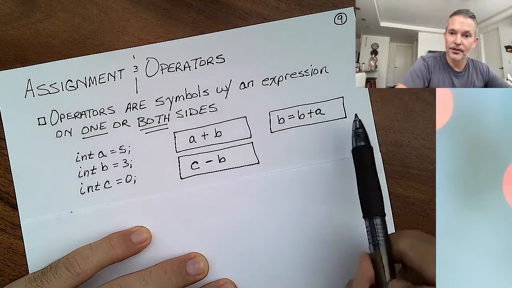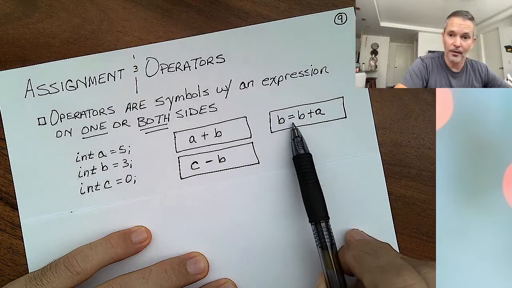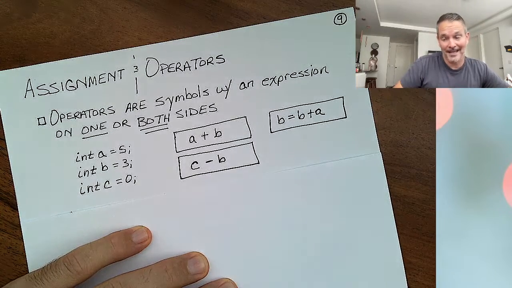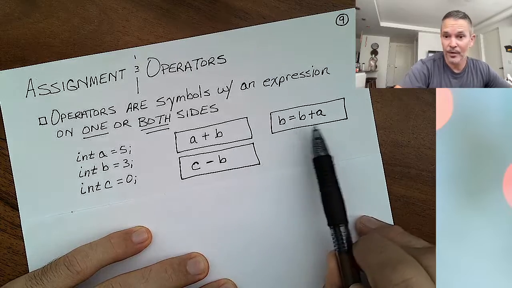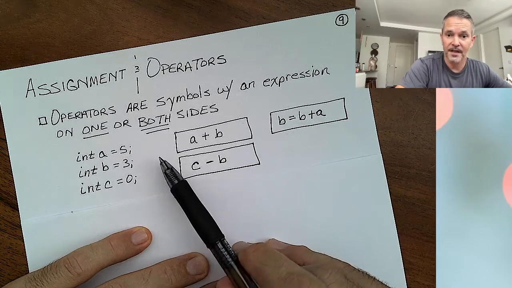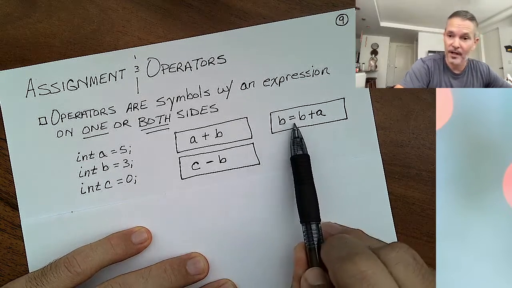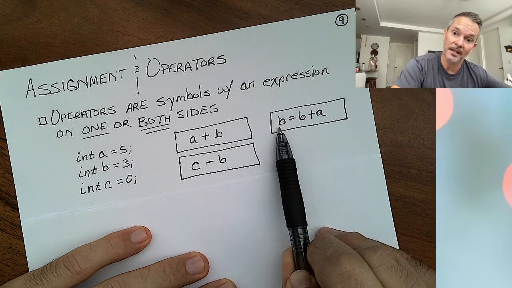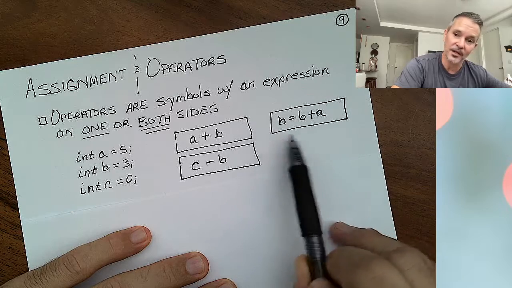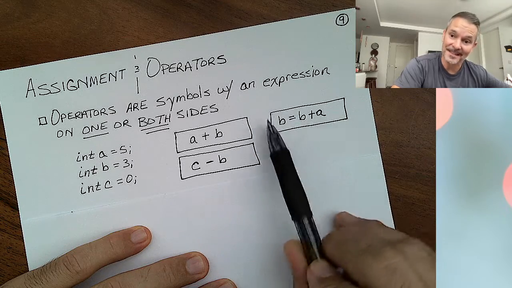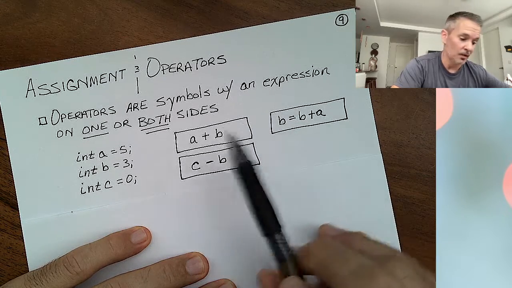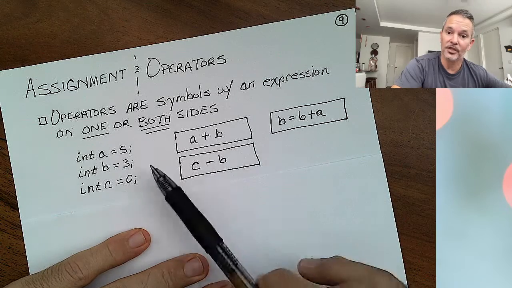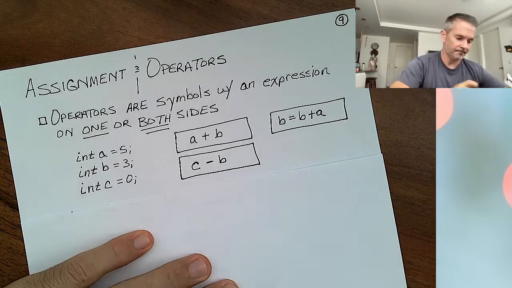So what the computer is going to do is evaluate whatever is on the right-hand side of the operator first. So it'll first say, what is b plus a? B plus a is 8. Then it will evaluate the assignment operator and assign 8 to b. So after this statement executes, the value of b will be changed to be 8.